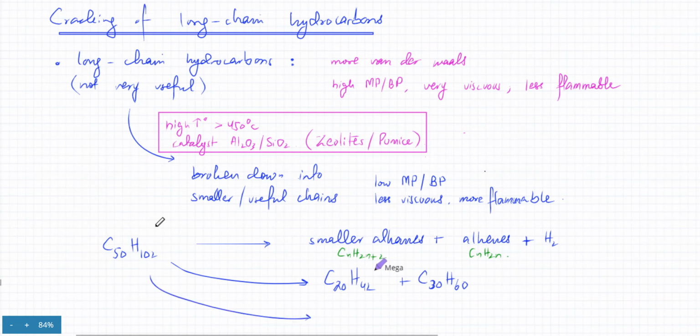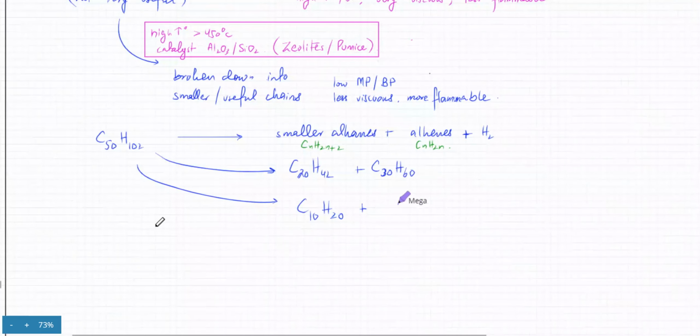We can do another reaction. Let's say I get two alkenes. So I get C10H20, and I get another one which is, let's say, C40H80. Now, as you can see, if you total them, you would be short of two hydrogens. Whenever you're short of two hydrogens, that means hydrogen gas would also be produced in the reaction. So this is what's going to happen. Alkanes, alkenes, and hydrogen gas are going to be produced when you crack molecules.